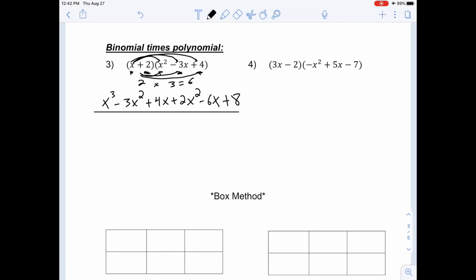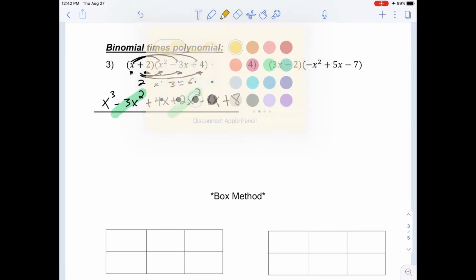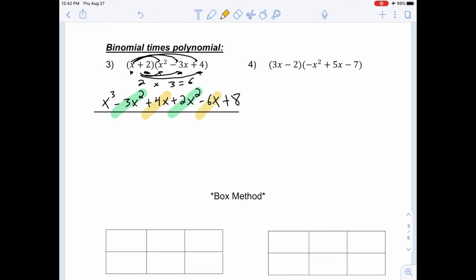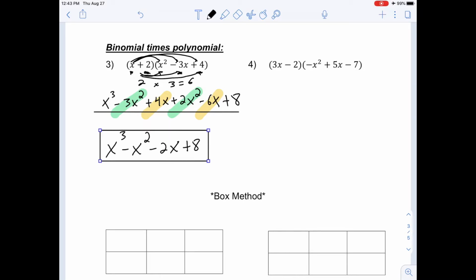So now what we want to do is look for our like terms. So we have a negative 3x squared here, and then we have a 2x squared here, and then we have a 4x and a minus 6x. So we're going to go ahead and finish simplifying this by combining the like terms. So that'll give us x to the third, negative 3x squared plus 2x squared is minus x squared, and then 4x minus 6x is minus 2x, and then we have the plus 8 here. So this is the simplified version of that multiplication.